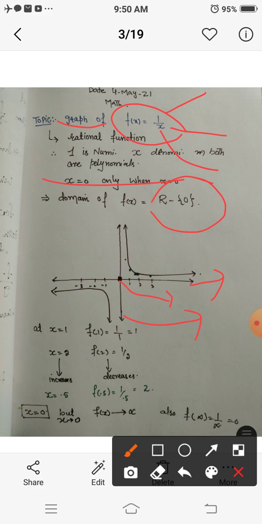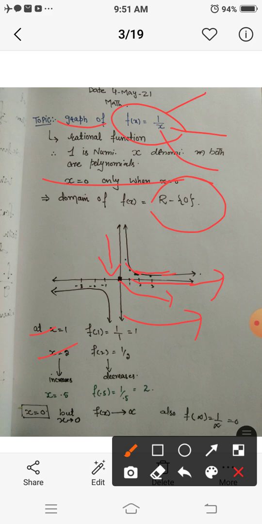In the domain we have all non-zero points, like at 1 the value is f of 1, which is 1. At x equals 2 the value is f of 2, which is 1 upon 2. That is, when x increases, 1, 2, 3, 4, the value of the function decreases, that is, it becomes 1 upon 2, 1 upon 3, 1 upon 4, and so on. So when x increases, the value decreases, meaning it comes towards 0. When we draw this, it is just like this: x increases, here the value decreases.